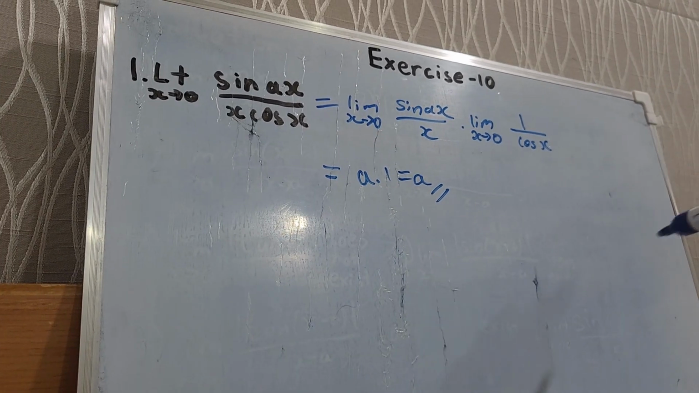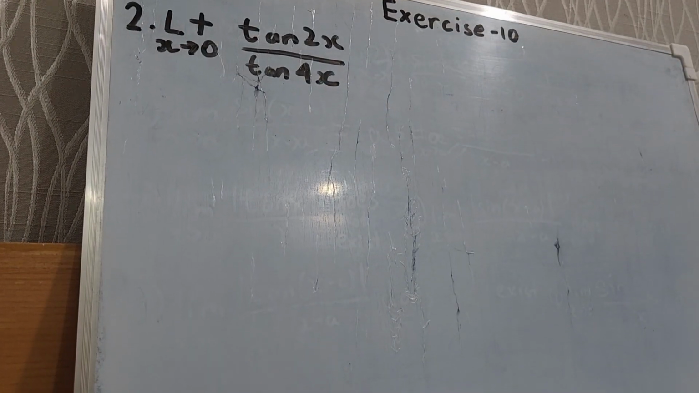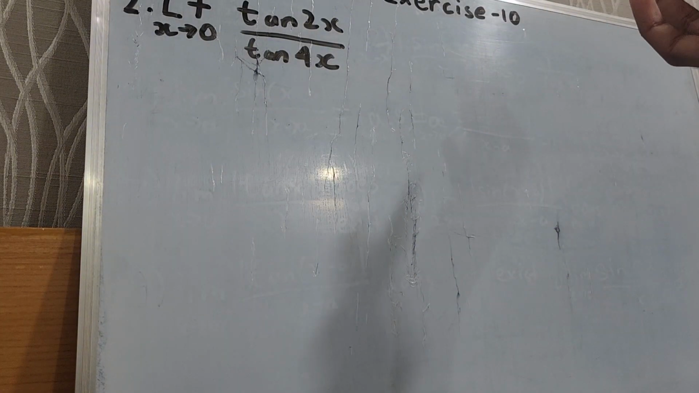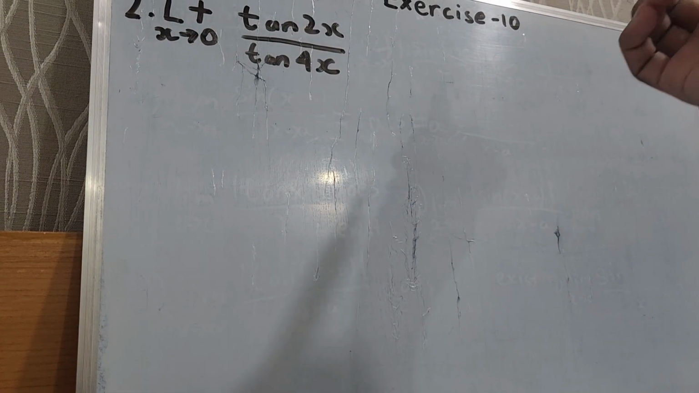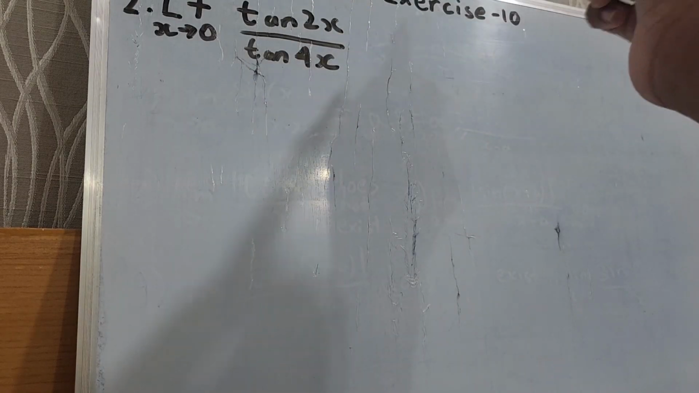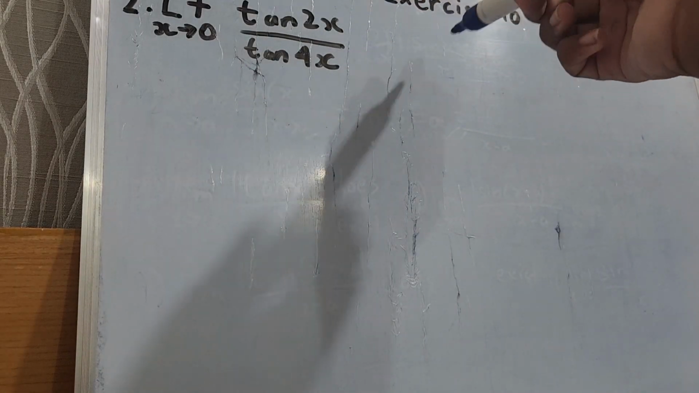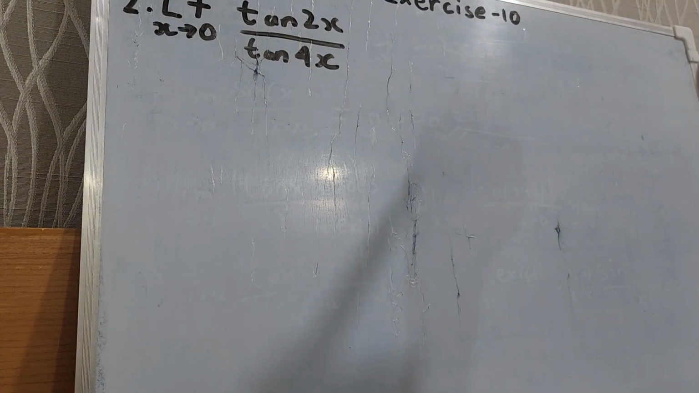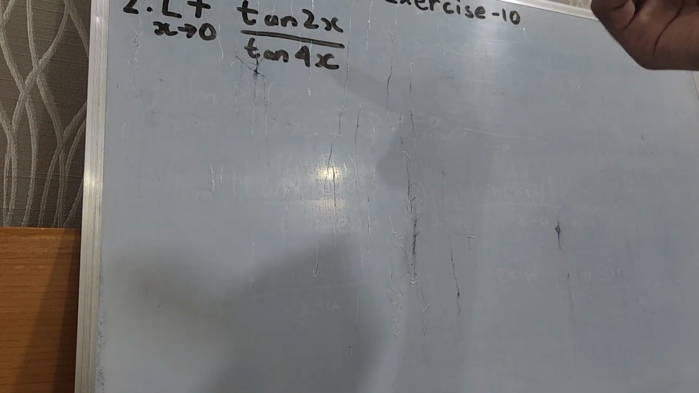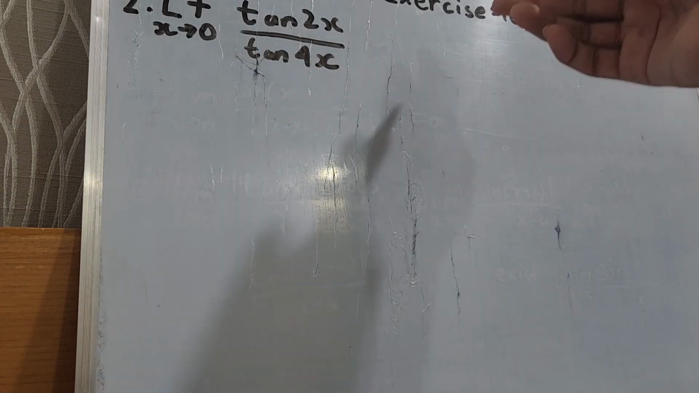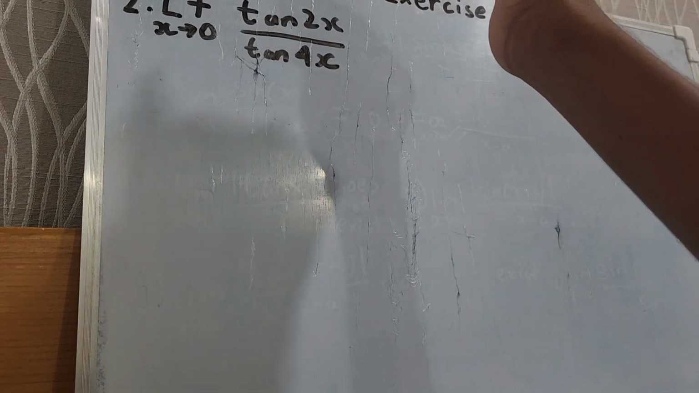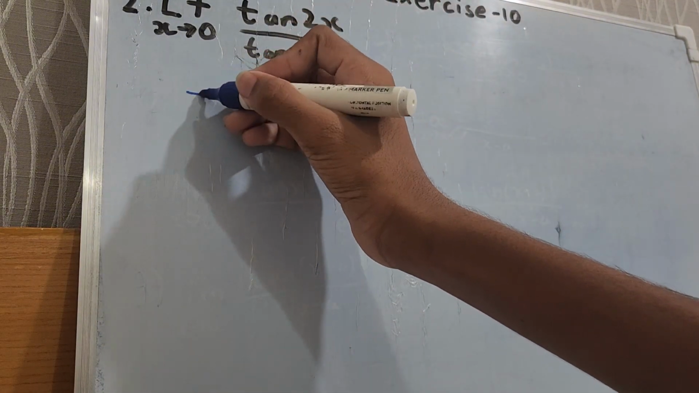Now let's go on to the second question. If you see this question, you don't see any formula, right? You might just cancel tan x, cancel the 2 and the 4, and get 1 by 2. That is the answer, but this is not the proper method. You have to apply the formula, because sometimes you will get it wrong.